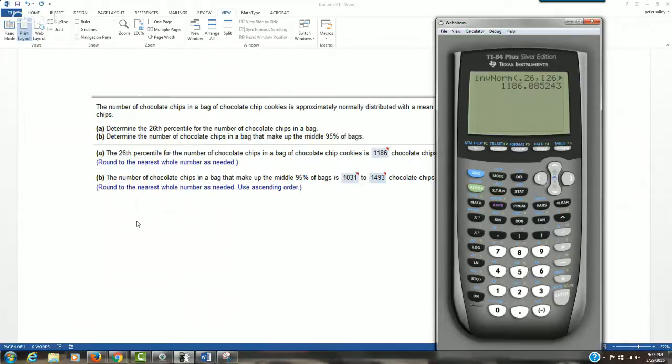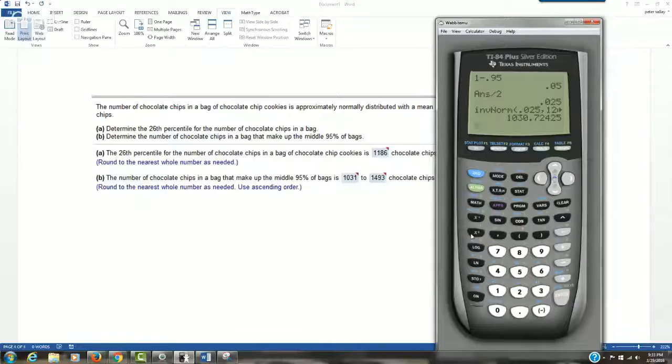The number of chocolate chips in the bag make up the middle 95%. So give me the two numbers. Basically do the same thing we did a second ago. If it's the middle 95, then I want to figure out what percent is in the tails. So that means total is 5, but each tail individually would have 0.025. So I want to inverse norm the 0.025. That should give me the bottom number. Okay, and there's the bottom number.